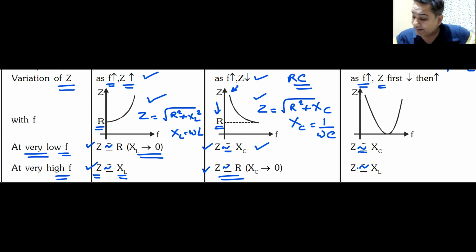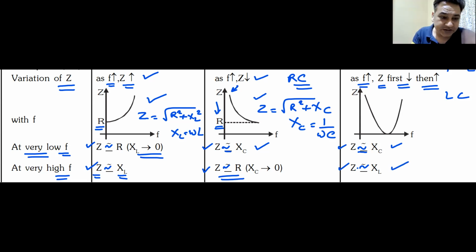In case of an LC circuit, when frequency increases, Z first decreases, then increases, because XC is very high in the first case and XC is very low in the second case. At very low frequencies, this becomes approximately equal to XC. At very high frequencies, it approximately becomes equal to XL. I'll give you a minute, 2 minutes.